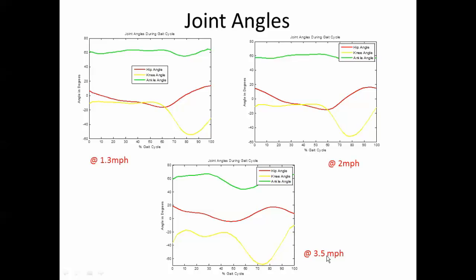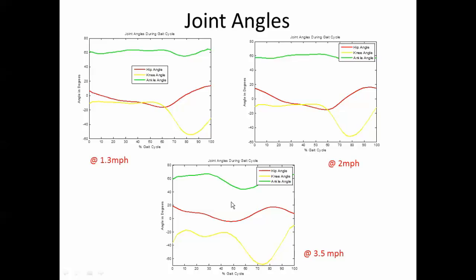Now when we move to 3.5 miles per hour, which is actually in the running zone, so it's slow jogging, we can see that there is a change in these values. So for the ankle angle, which is the green one, we see that the variations are larger. As we start running, the ankle angle gets bigger and smaller as we go through the gait cycle. So there is some change in the actual motion when we run.